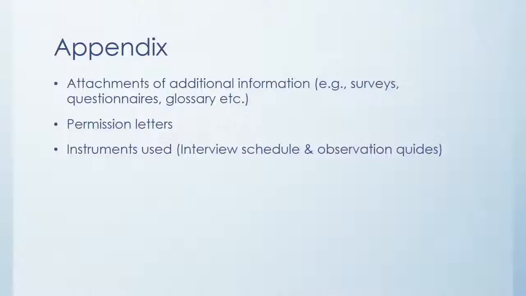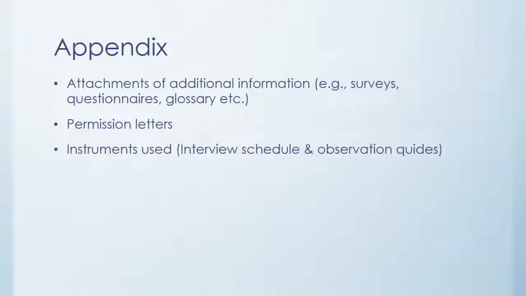Appendix, we say it includes attachments of additional information, for example, surveys, questionnaires, glossaries, all those additional information that are relevant to your study. You have to attach them as appendix and list them as appendix 1. These are the appendices. Like you can have appendix 1, appendix 2, or A, B. It depends on the format that you would like to use, but you have to label them as such so that you can include them in the table of contents.